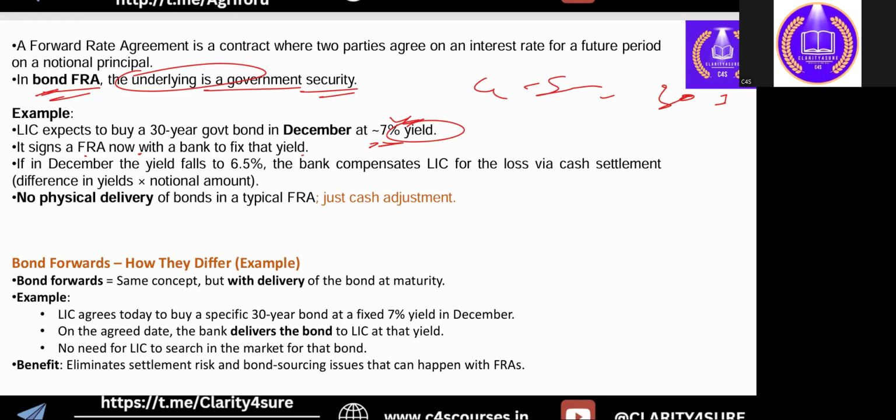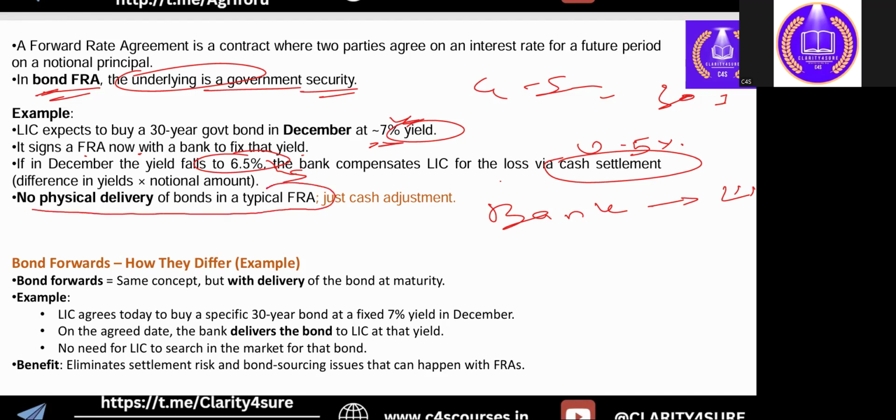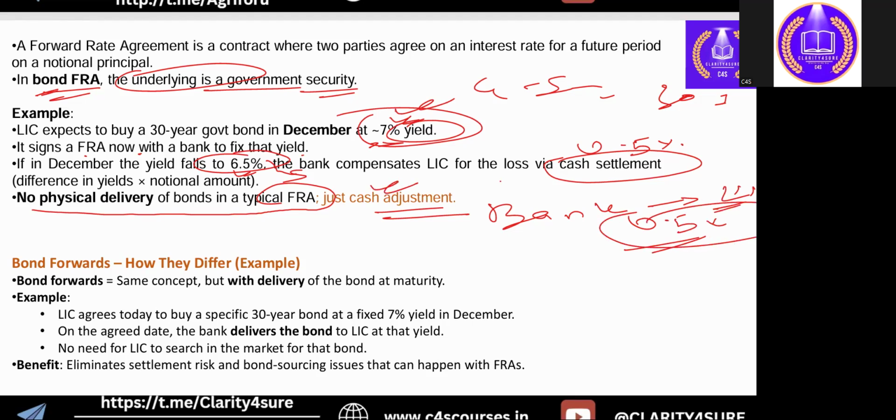If in December the yield falls to 6.5%, अगर yield जो है ना इंटरेस्ट रेट ये 6.5% है, तो बैंक कंपनसेट द LIC फॉर द लॉस वाया कैश सेटलमेंट. जो 0.5% का जो लॉस है ना, ये कैश सेटलमेंट के थ्रू बैंक को LIC को देना पड़ेगा. ओके. और रिमेनिंग जो है वो, no physical delivery of bonds in typical FRA, just cash settlement होता है. ठीक है. तो 7% में भी फिक्स किया कि दिसंबर में 7% पे हम विड्रॉ करेंगे, और दिसंबर में इंटरेस्ट रेट जो है या ये यील्ड रेट है वो बिकम 6.5%. तो ये जो डिफरेंस अमाउंट है ना, जो बैंक को LIC को पे करना होगा, it must be in the कैश सेटलमेंट. इसको कैश एडजस्टमेंट के थ्रू पेमेंट करना होगा LIC इंश्योरर.